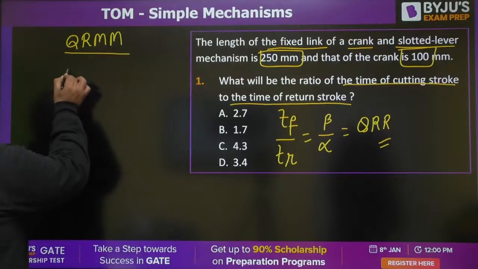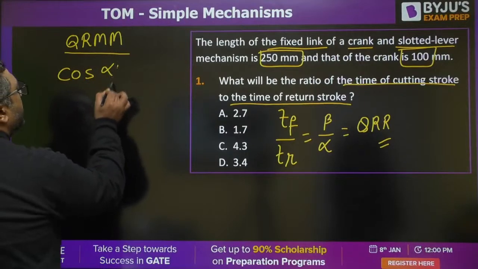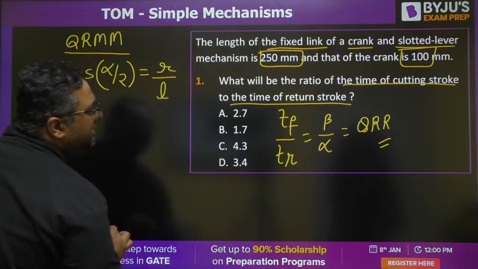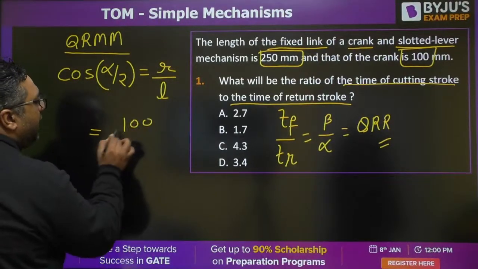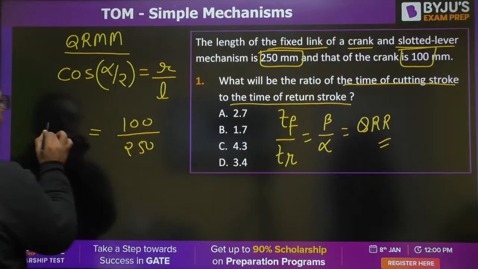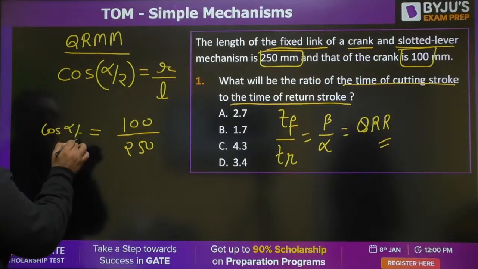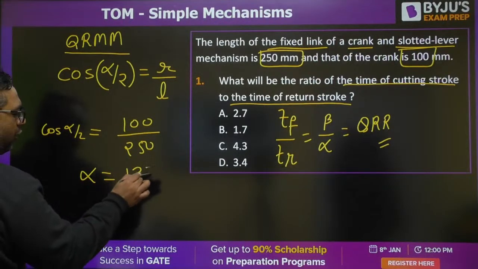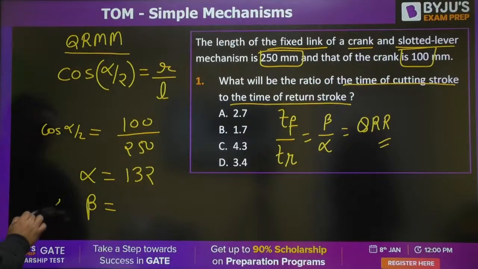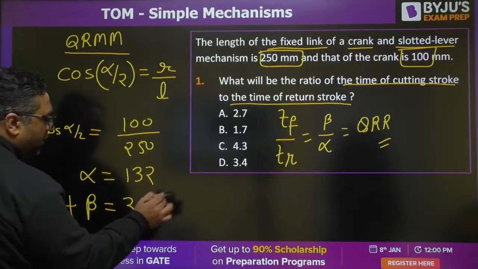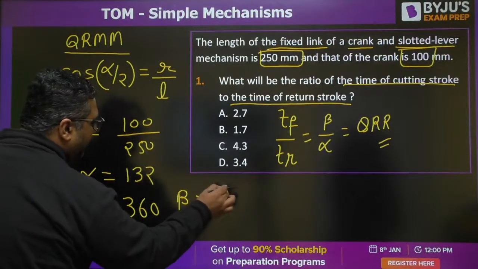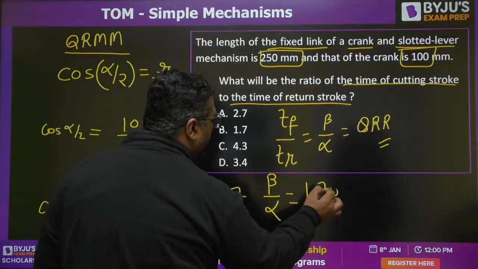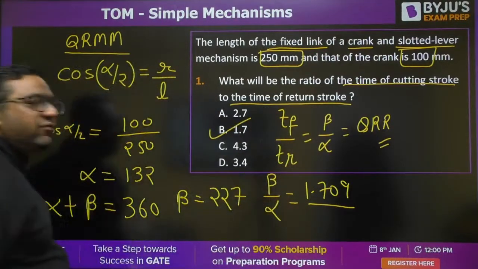So my dear, you would be starting with cos alpha by 2. Cos alpha by 2 can be found out as R by L. You can see the crank radius is 100 and L is 250. From here you can find out cos alpha by 2. I feel you will be getting alpha equal to 132 and beta would be coming out to be, alpha plus beta is 360, so beta would be 227, and the ratio of beta by alpha would be 1.709 something. The answer would be B for this.